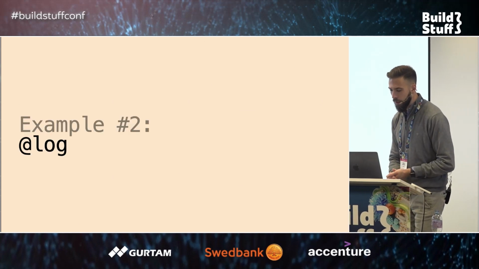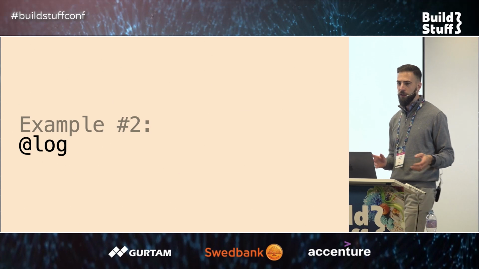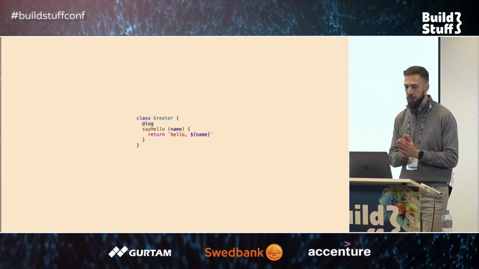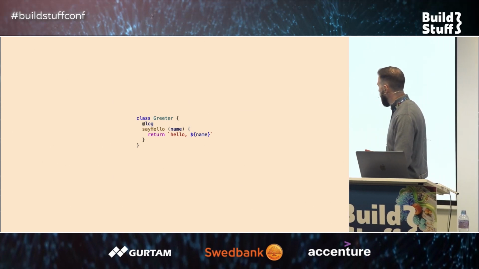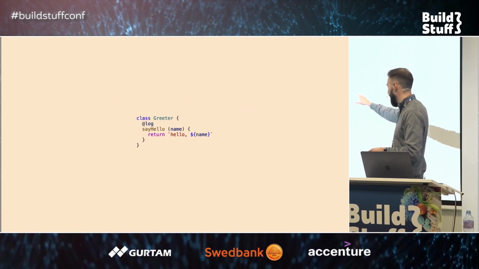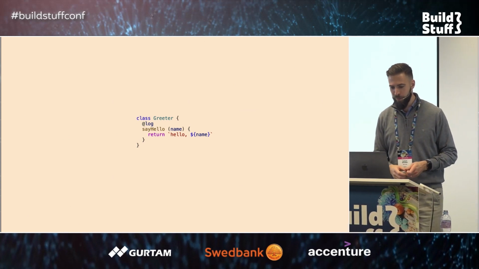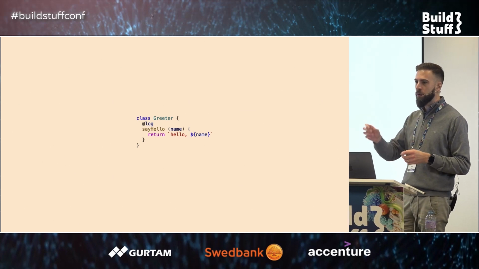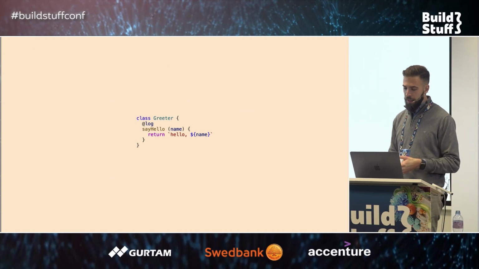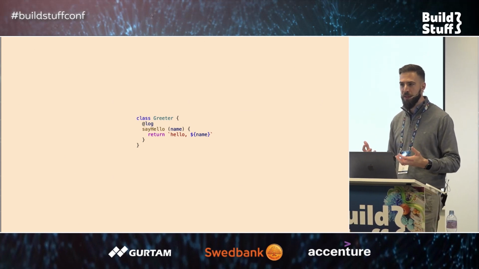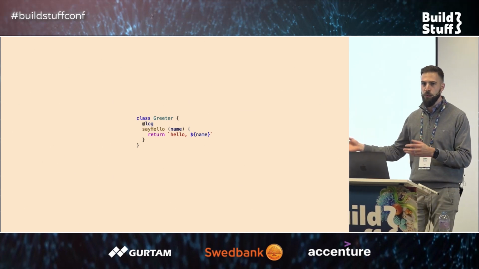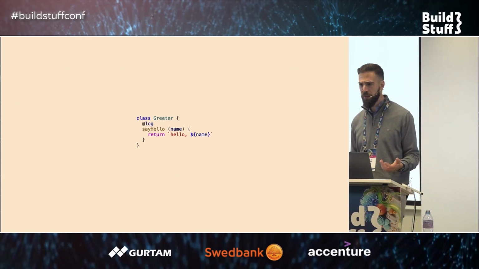The next example is going to be a log decorator. If we have a class with a method that does something very complex and time-consuming, like returning a string, we want to be able to decorate this with the @log decorator. And then what we want to happen is that every time this method is called, it writes to a log somewhere, and it writes how much time it takes and so on.